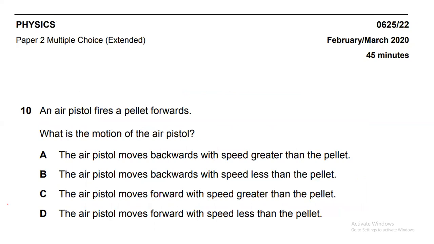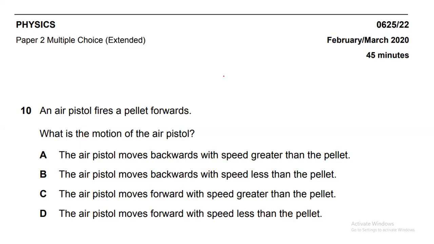Okay, the next question is from the February-March 2020 paper 2, question number 10. An air pistol fires a pellet forwards. What is the motion of the air pistol? Whenever the pellet or the bullet goes forward, the pistol moves backward. So the air pistol moves backwards with a speed greater than the pellet. Another important thing is that when you fire a bullet, the momentum of the bullet and the momentum of the pistol are equal to each other.